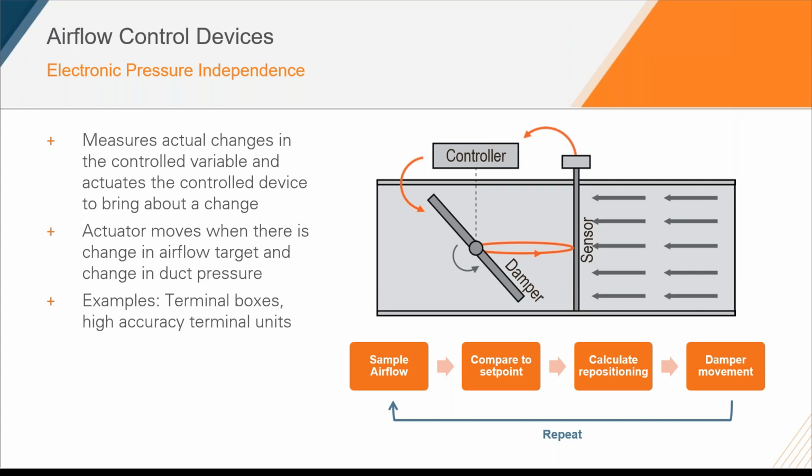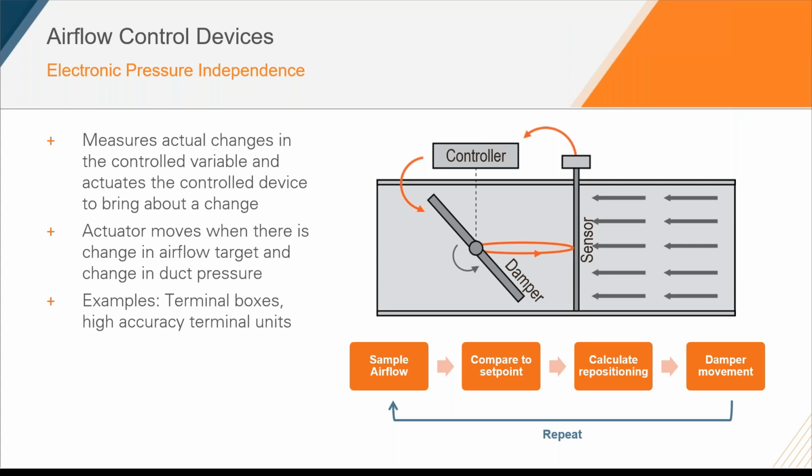If we look at the graphic on the right side, we have our standard legacy terminal unit. Essentially, we have a repeated loop of sampling the airflow, comparing that airflow with the set point we're controlling to, calculating and repositioning the damper in order to bring about a change to get that sampled airflow closer to set point, and then finally adjusting that damper and resampling the airflow. So this loop essentially will continuously happen.